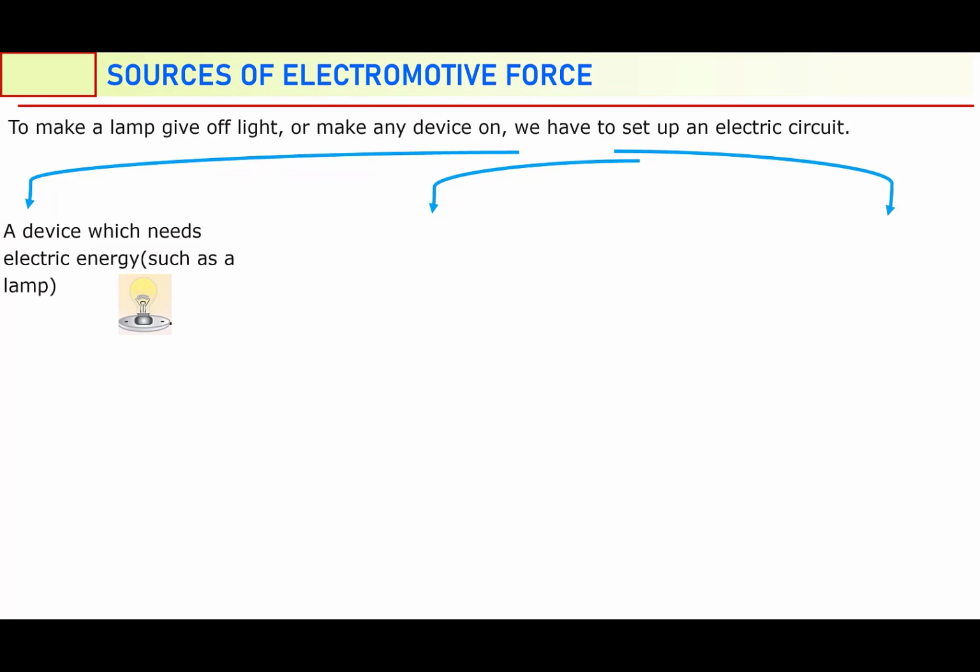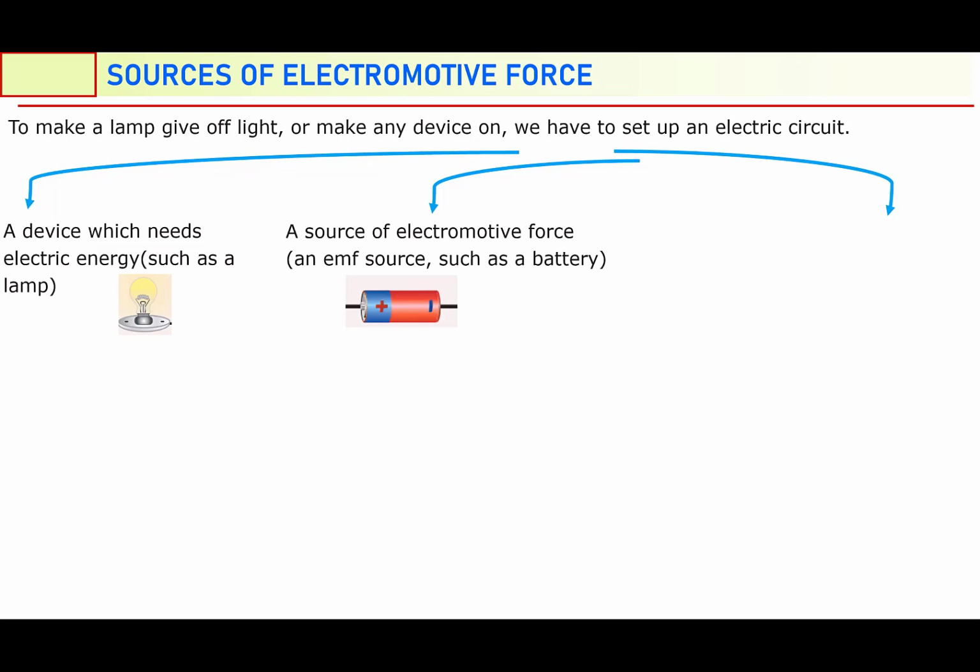The second one is you need a source of electromotive force. Yani a device must provide electrical energy to this lamp. This can be a battery, which is called an EMF source. The third one is a switch. There must be a switch to control the circuit. You can turn this switch on or off to control the circuit. Yani you can turn the light on or you can turn the light off by using the switch.